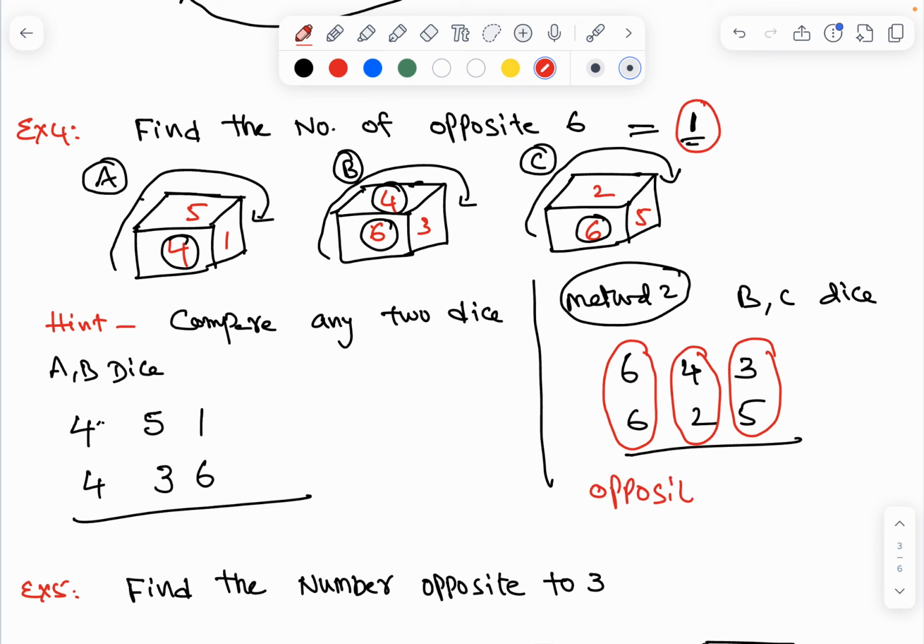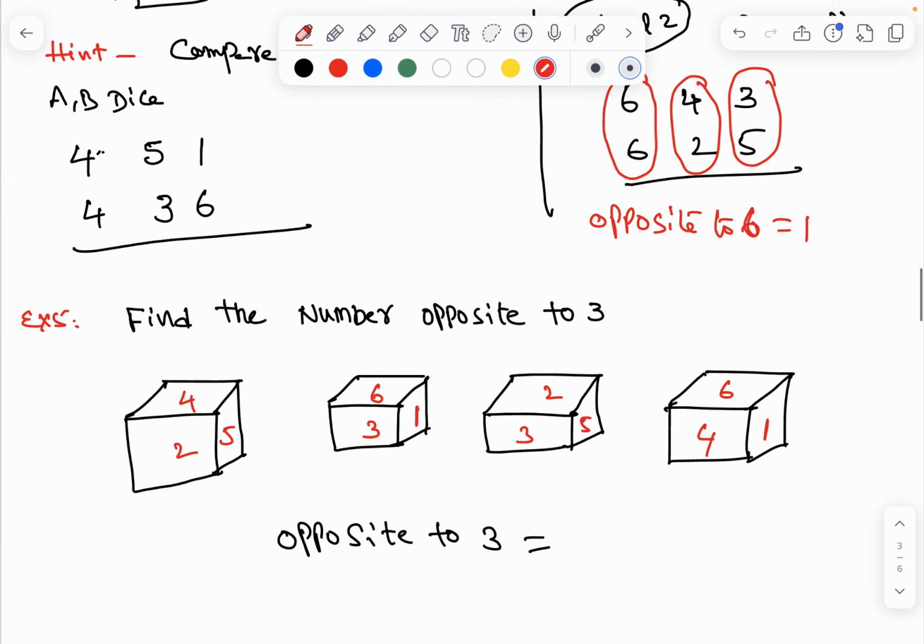3 is opposite to 5. 4 is opposite to 2. There is only one number missed, that is 1. 6 is opposite to 1. This is the answer. Next question.